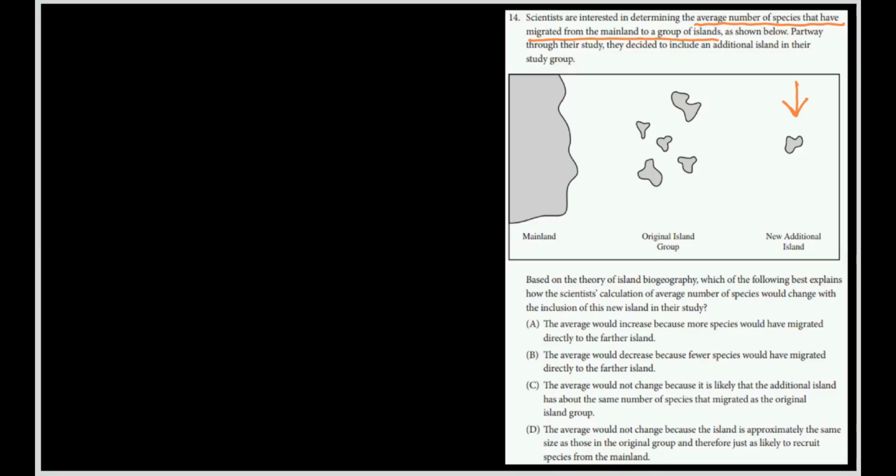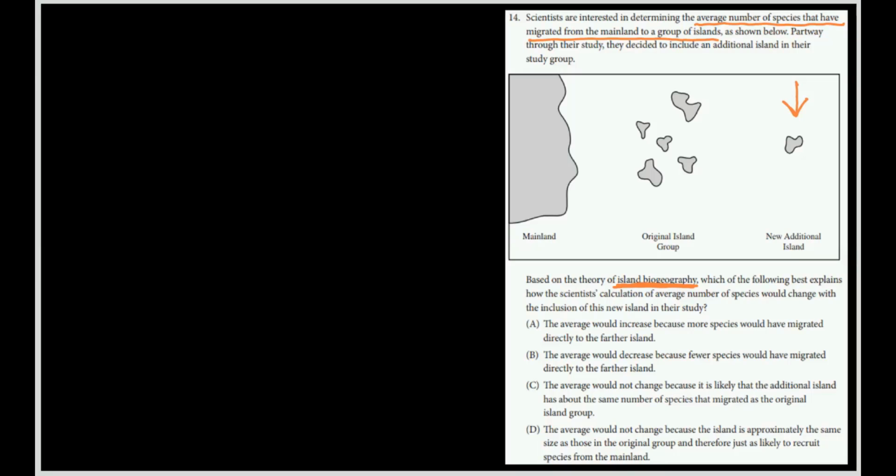Based on the theory of island biogeography. Oh, I can't even say that today. So this is basically the concept they're testing in this question. Which of the following explains how the scientists' calculation of average number of species would change with the inclusion of the new island in their study? So let's talk a little bit about island biogeography since you guys probably don't know a lot about it. I'm not going to go into a lot of detail, but enough to help you answer the question.